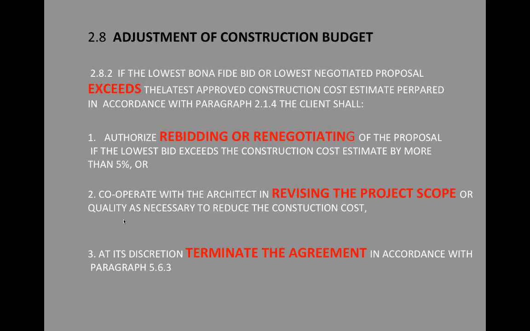So if our bids are over, if the lowest bid exceeds the latest approved construction cost estimates, which is when the project is up for tender, the client has to authorize rebidding and renegotiating of the proposal, cooperate with the architect in revising the project scope and quality as necessary to reduce the construction cost, or, at its discretion, terminate the agreement, our agreement, in accordance with paragraph 5.6.3. So that's in our contract, in our agreement.